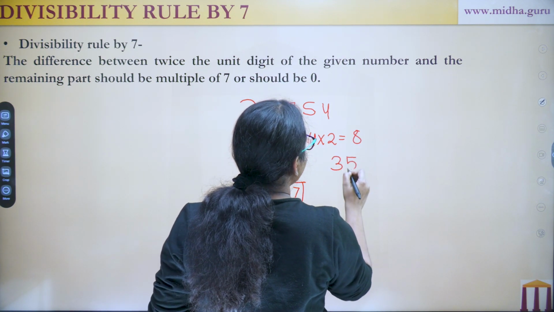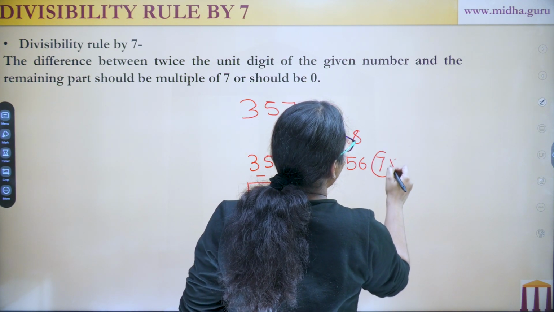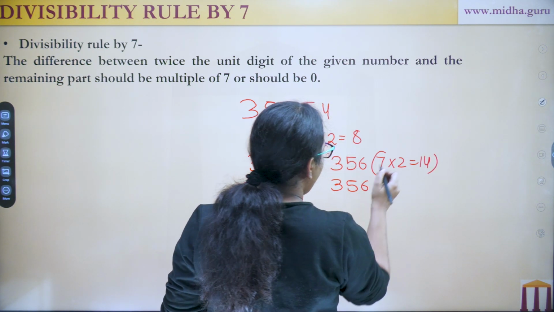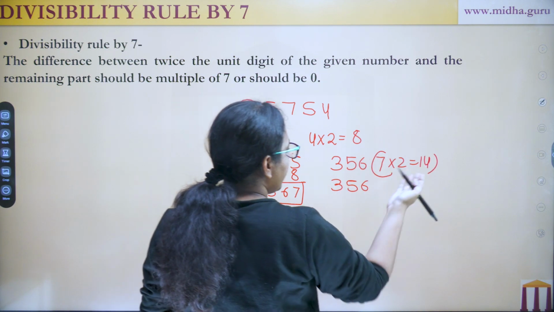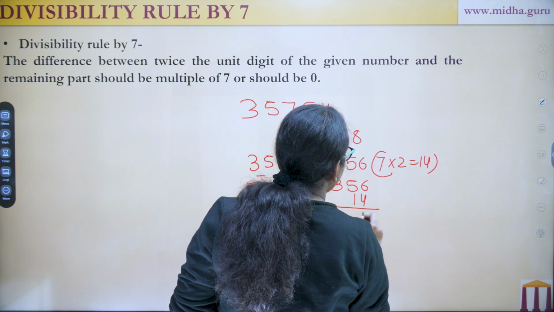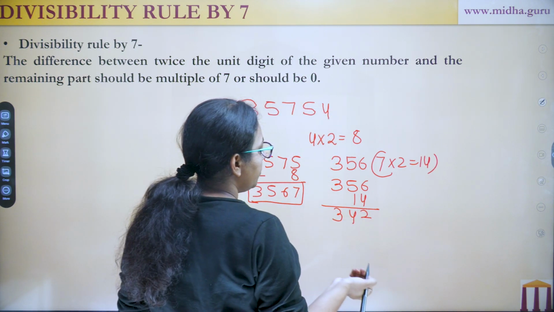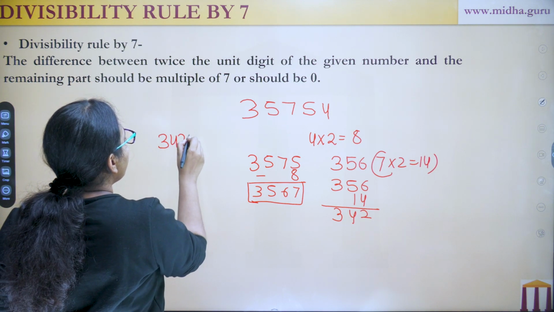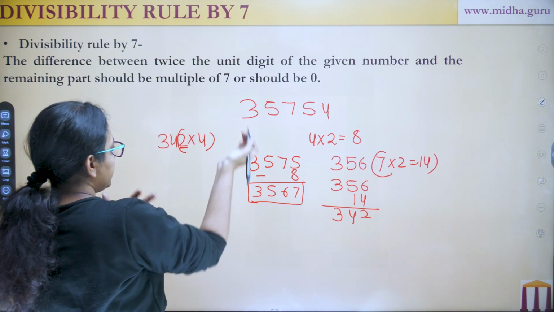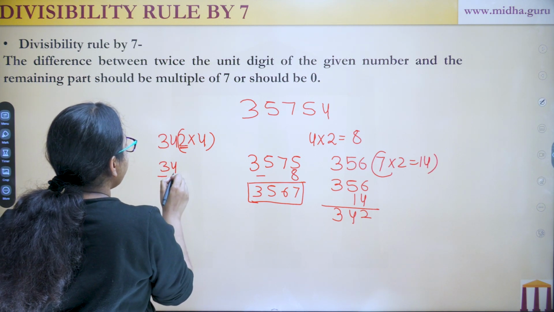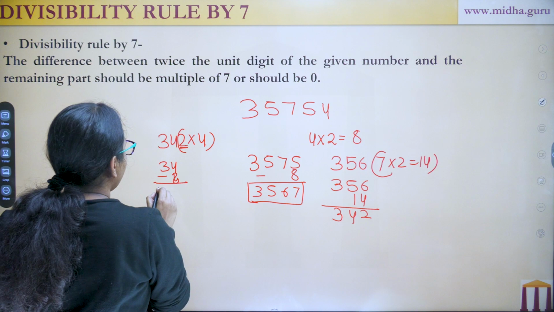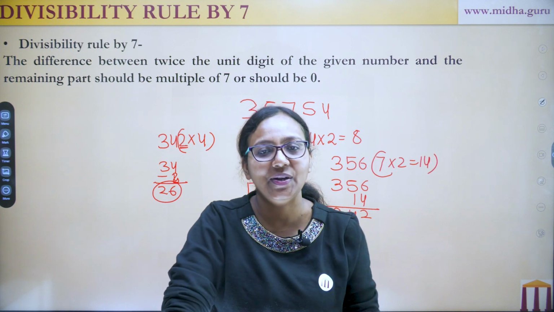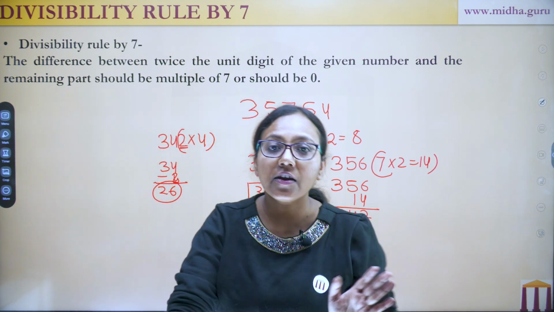What we need to do? We need to again repeat the process. So we have 356 as the remaining part, 7 times 2, which is the twice of the unit digit, 14, and then this is 342. Now we'll repeat again. 342: 2 times 4, twice the unit digit, 8. 34 minus 8 is 26. We can now see, is 26 a multiple of 7? No. So that means the number is not divisible by 7.